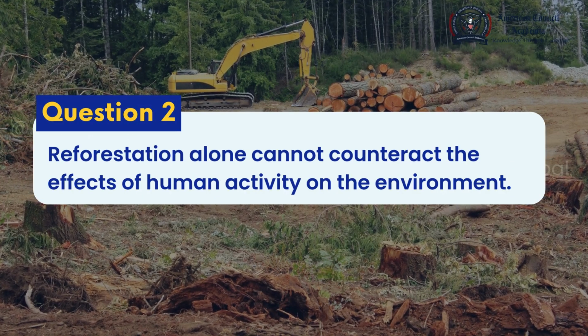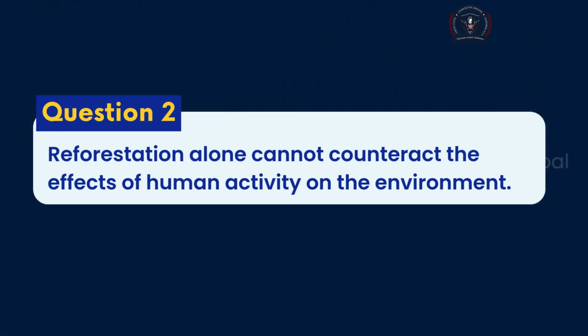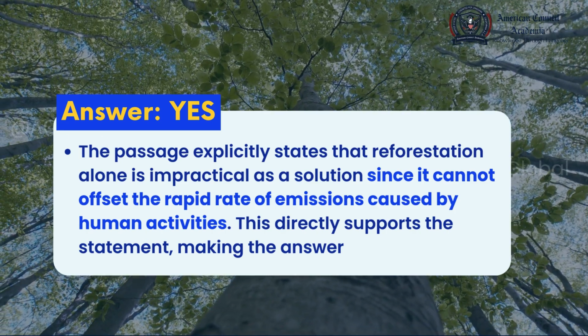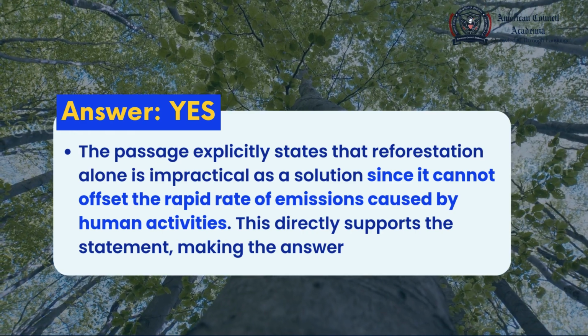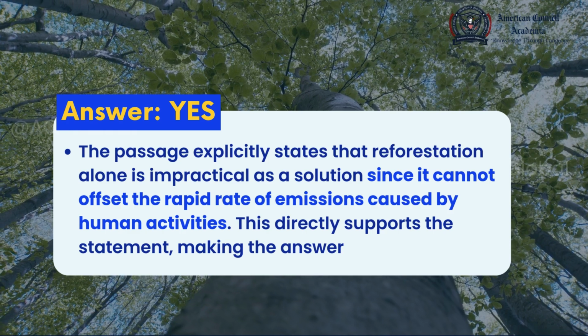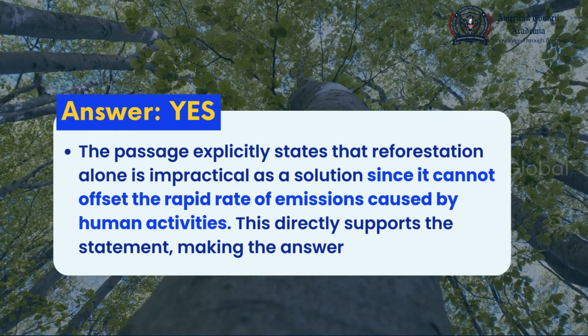Question 2. Reforestation alone cannot counteract the effects of human activity on the environment. Answer. Yes. The passage explicitly states that reforestation alone is impractical as a solution since it cannot offset the rapid rate of emissions caused by human activities. This directly supports the statement, making the answer, yes.